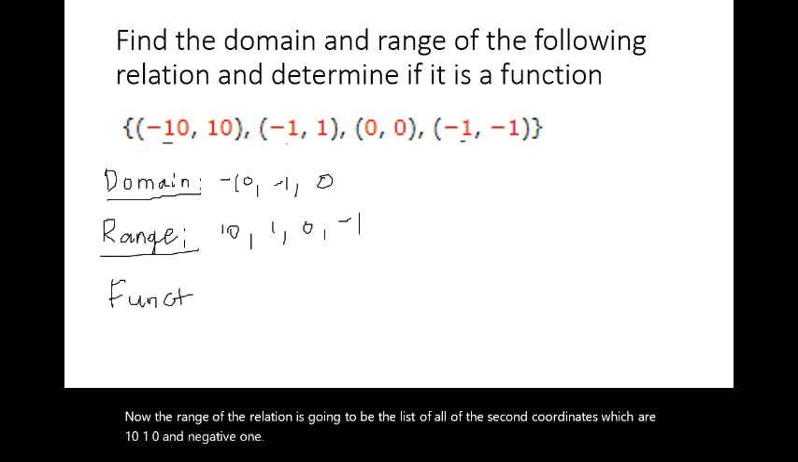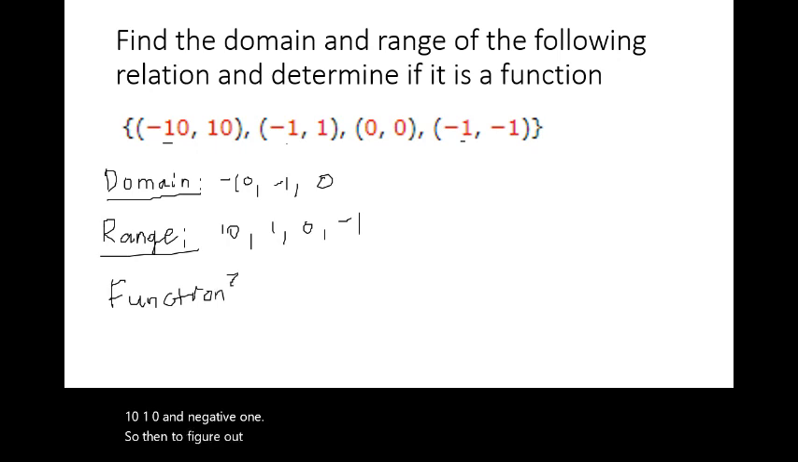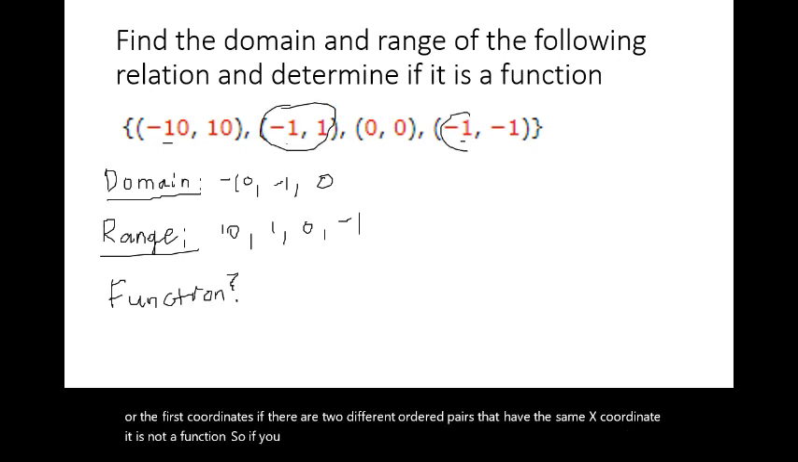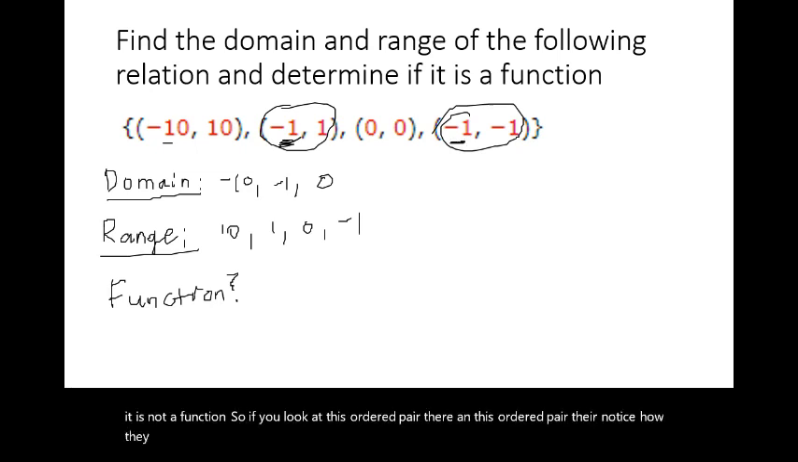Then to figure out whether this relation is a function, you look at the x-coordinates, or first coordinates. If there are two different ordered pairs that have the same x-coordinate, it is not a function. If you look at this ordered pair and this ordered pair, notice how they have the same first coordinate. Because these two points have the same first coordinate, it is not a function.